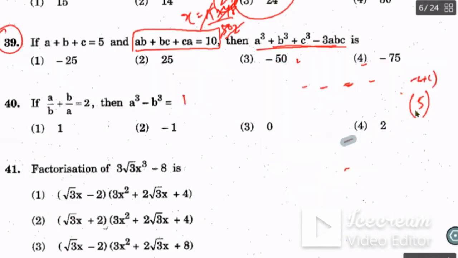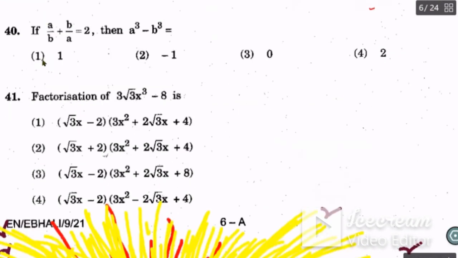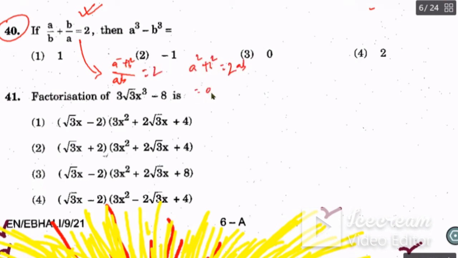If you see it the first time, it will seem difficult, but if you go to solve it, you will find it very easy. So first it is given, so first you can see what you will get after solving. Downside it is ab in the denominator, and in the numerator it is a square plus b square, that is equal to 2. So a square plus b square is equal to 2ab, that is a square plus b square minus 2ab is equal to 0.